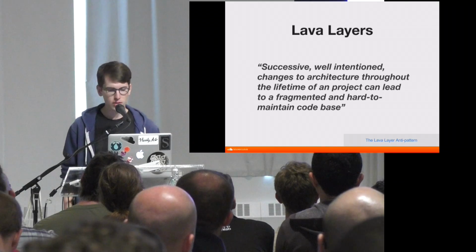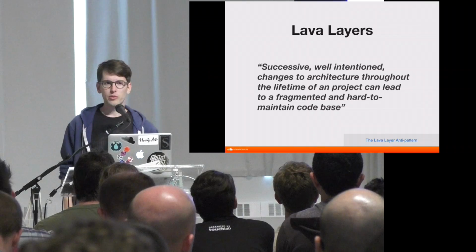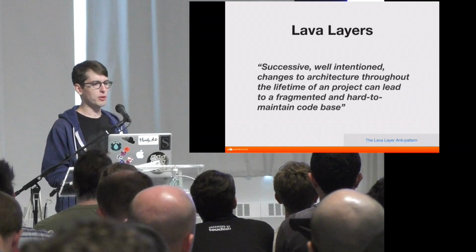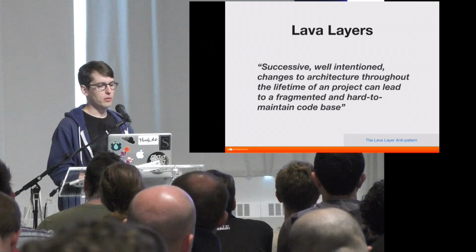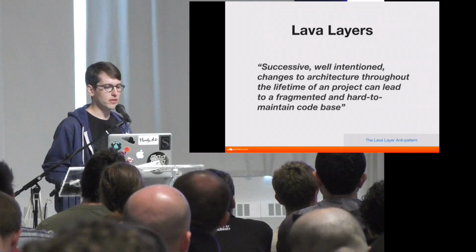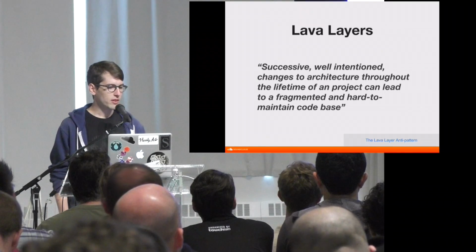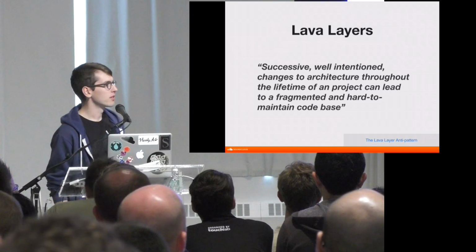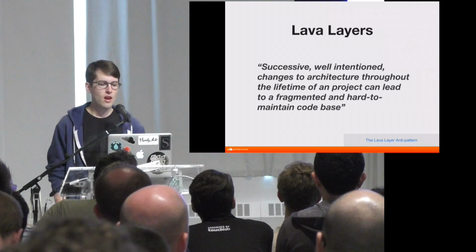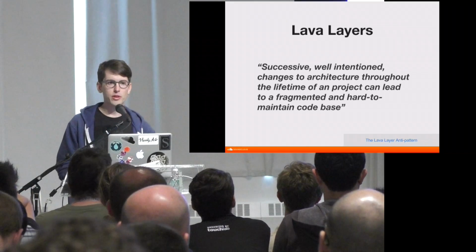So that was all well and good, and that got us pretty far. But we realized that we actually had this much more fundamental problem. We improved our architecture, but we had this lava layer problem. This is when successive, well-intentioned changes to the architecture throughout the lifetime of a project can lead to a fragmented and hard-to-maintain code base. We have some parts of our application, even now, that are 3 or 4 years old.